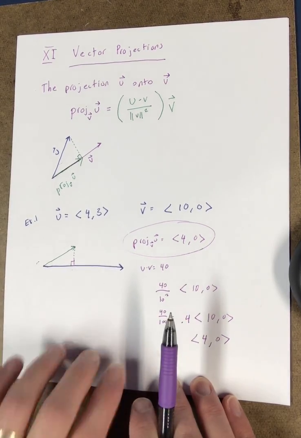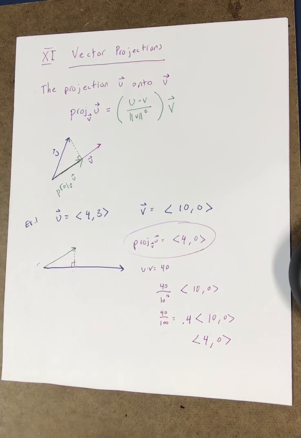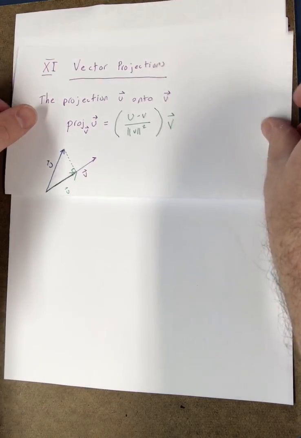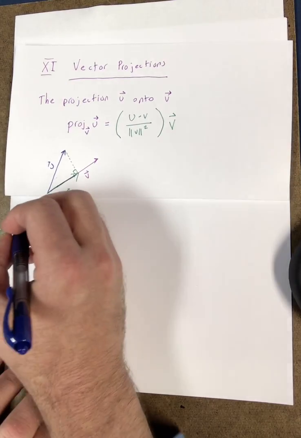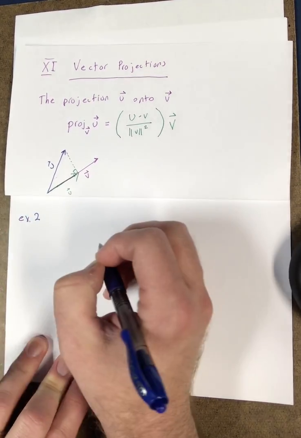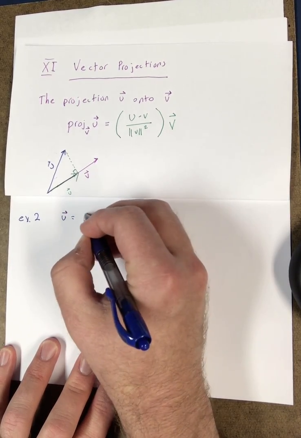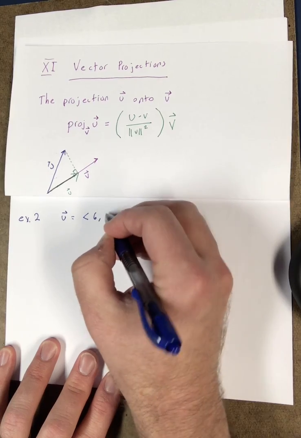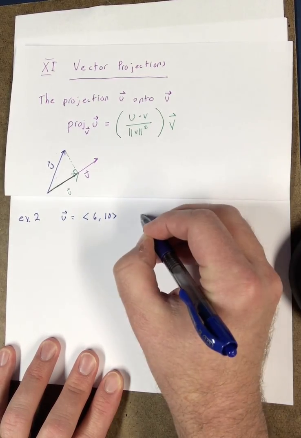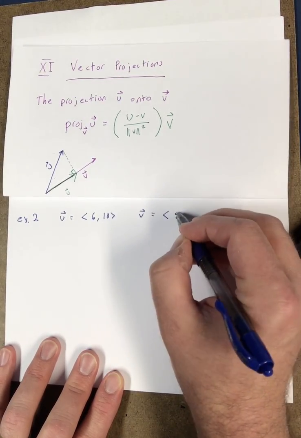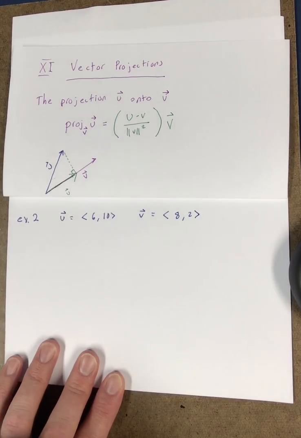Where it gets a little trickier is when you start to use ones that are at an angle. So here's an example of that type. Example 2. Let's say now that u is a vector (6, 10), and v is a vector (8, 2).